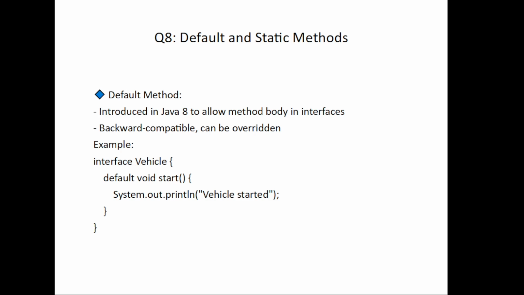Eighth question is about default and static methods. So Java interfaces got a big upgrade in Java 8. And a lot of people still miss this question. Earlier interfaces were completely abstract. You couldn't write method bodies inside them, but Java 8 introduced default and static methods.